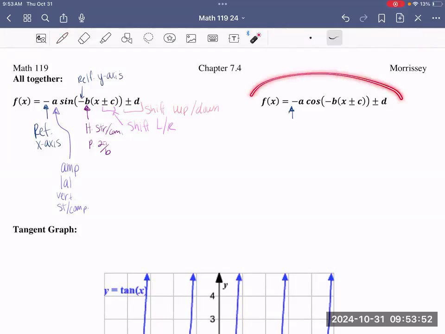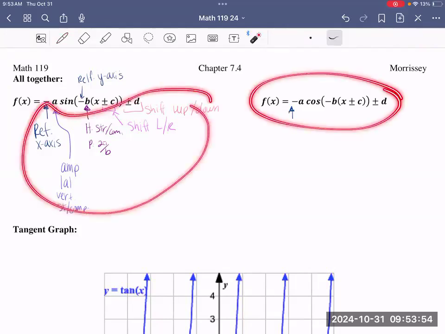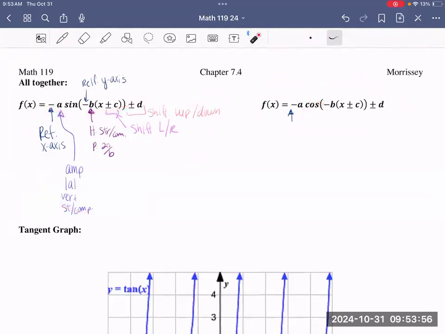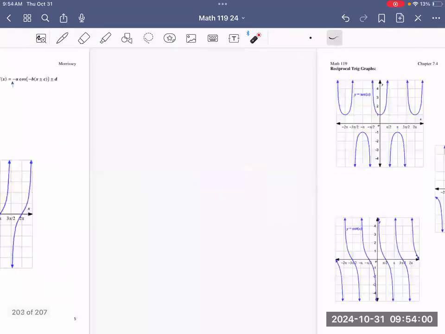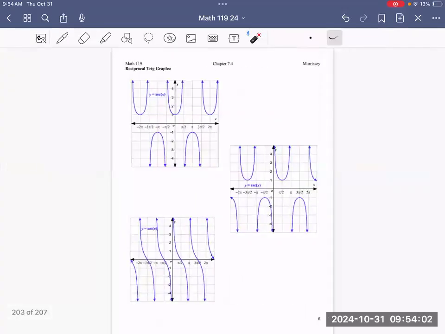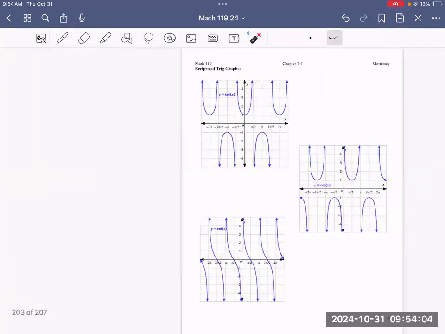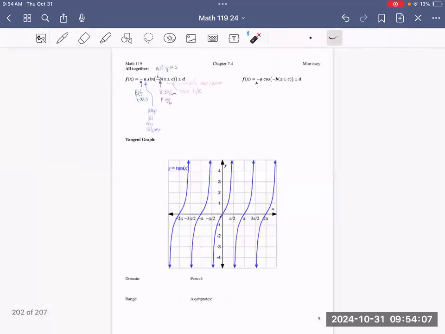Same thing for your cosine. So all of these are applying to your cosine. Now, in our next video, we'll talk about these other graphs like tangent and your reciprocal functions, why they look like this, and how to graph them basic.